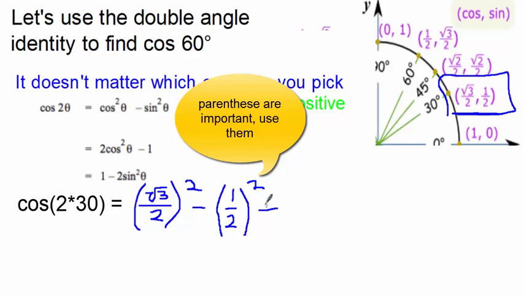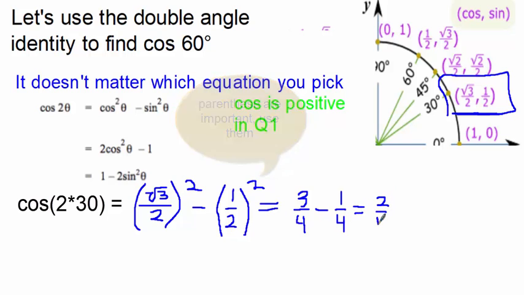So how does that simplify? Square both of these, and I get 3 over 4 minus 1 over 4. So that becomes 2 over 4. We know that simplifies, always simplify to 1/2. And did we get what we were looking for? So I do need to see your work because that's what I'm looking for.